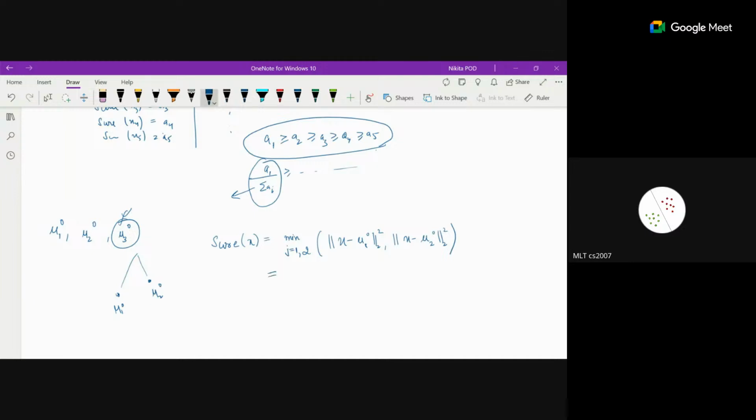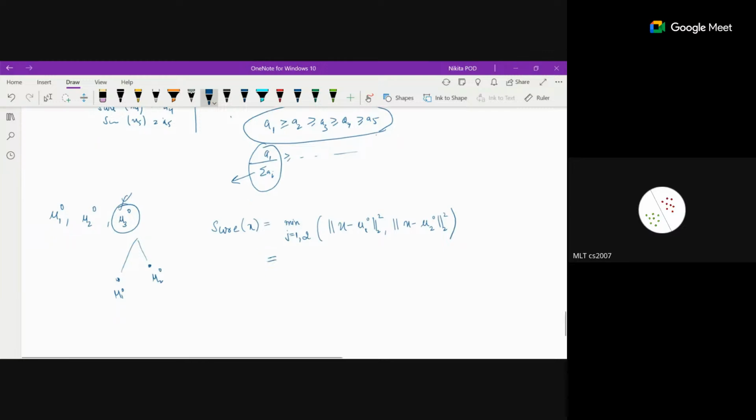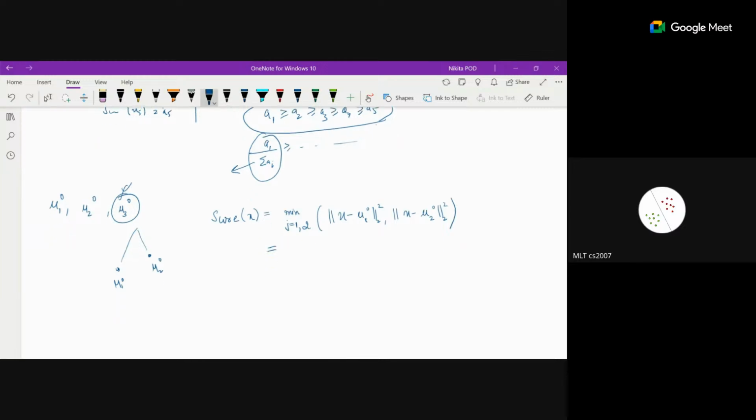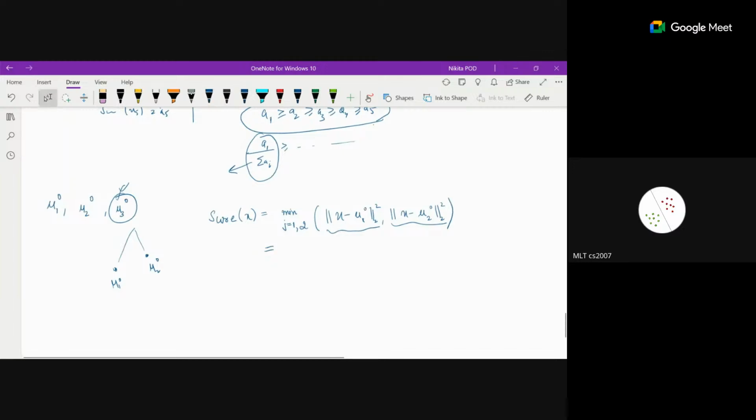This is how the score is being calculated. For every data point, now you calculate this distance. Whatever is minimum, that will come as the score of x. And we do it for all the data points.